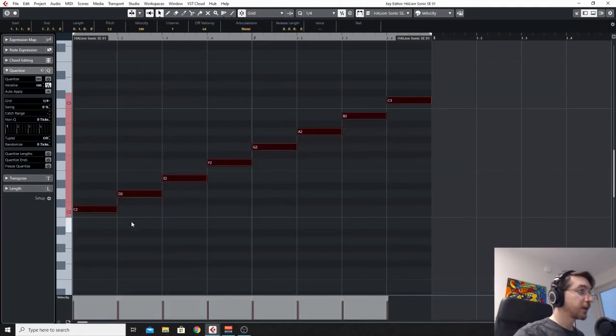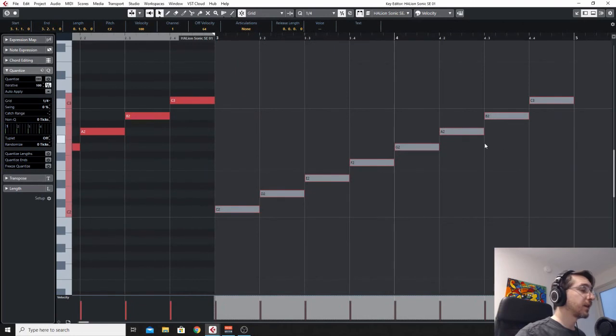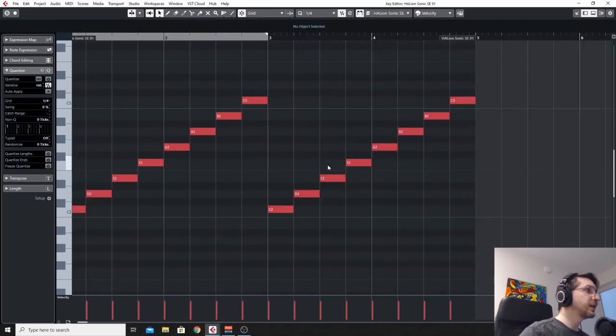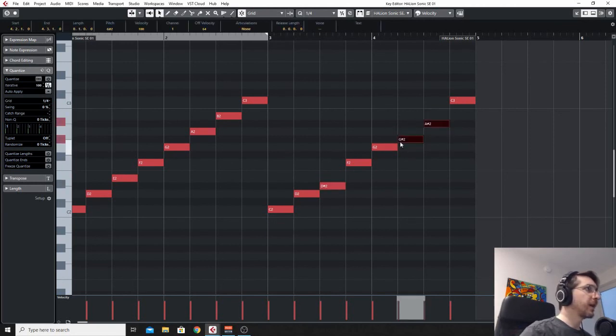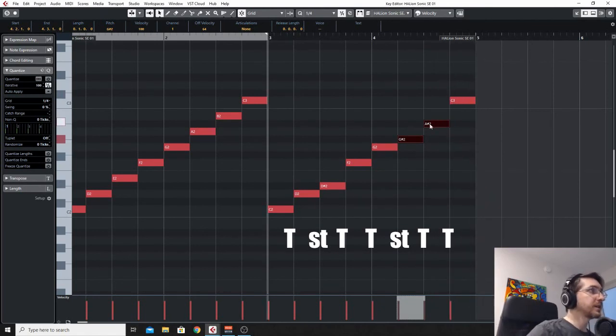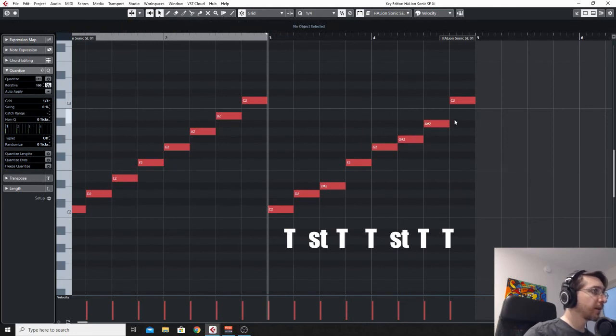Let's make another copy of this and turn this into a minor scale. So we lower the E and these two, and now we get this. That's the C minor scale. So it has three notes different from the C major scale.